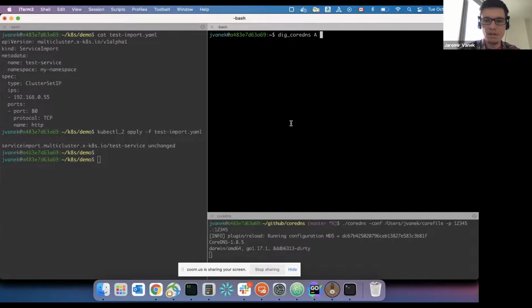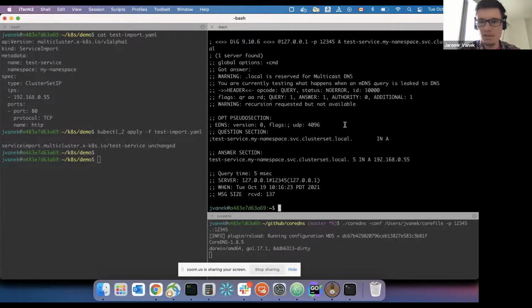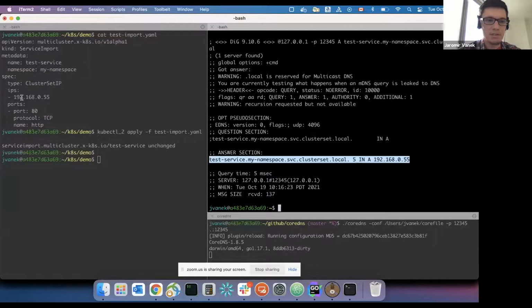So for A records, we know it's the service name, right? It's a test service in my case. Namespace is my namespace. Then there is the type, and we know it's clusterset.local. Let me send this request, and I'm getting an answer here. I'm getting the IP, this ClusterSetIP defined in the import.